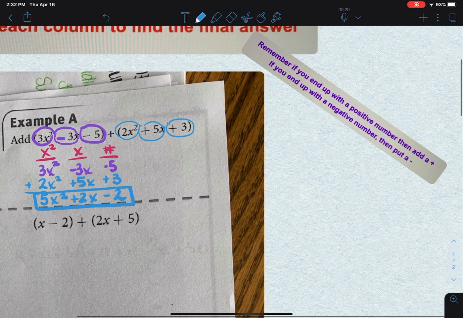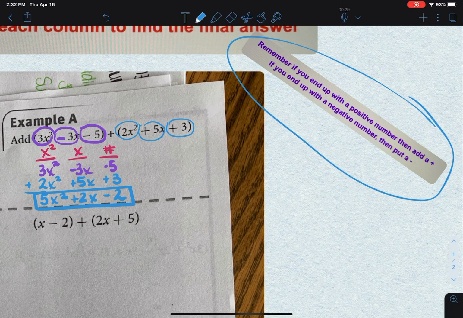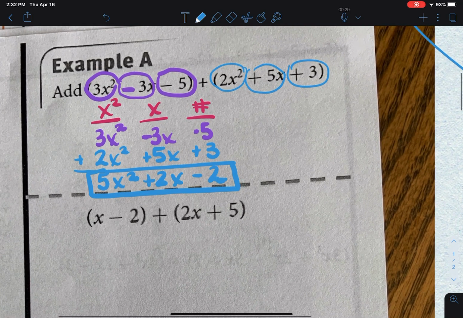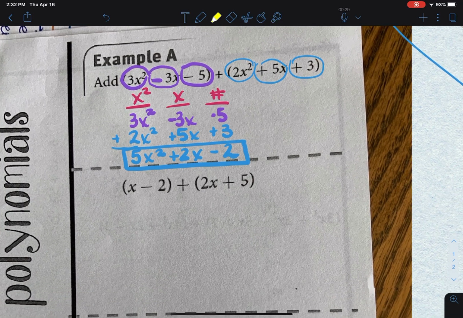Okay, now there was a little reminder that I put over here, and I think you might notice that I've already done this. If you end up with a positive number, then you write a plus sign. If you end up with a negative number, then you put a minus sign. So back here, when I did this middle column, I got a positive 2, so I made that plus 2. In this one, when I put it together, I got negative 2, so down here I wrote minus 2. So just an awareness of what's going on with the signs.